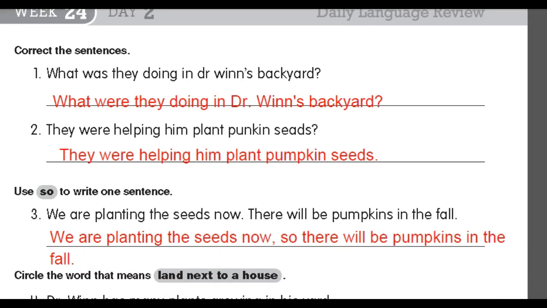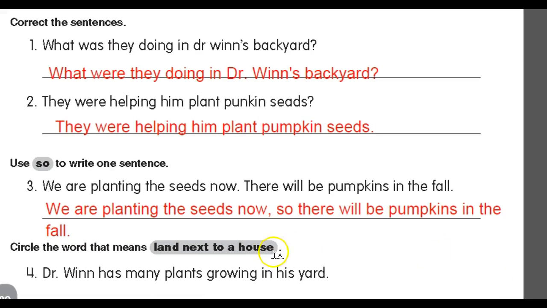Circle the word that means land next to a house. Dr. Wynn has many plants growing in his yard. The land that's next to a house, and that means actual ground, is a yard.